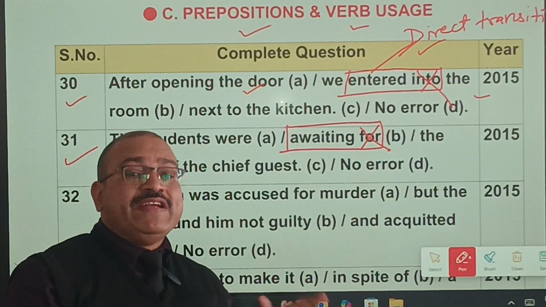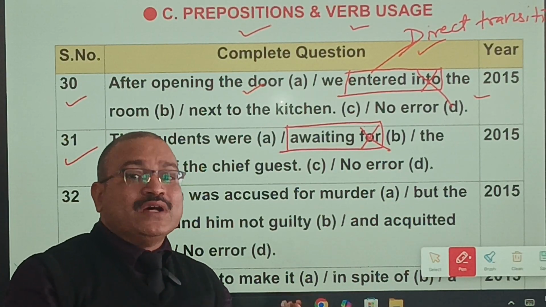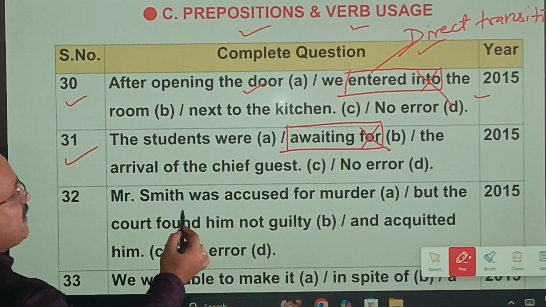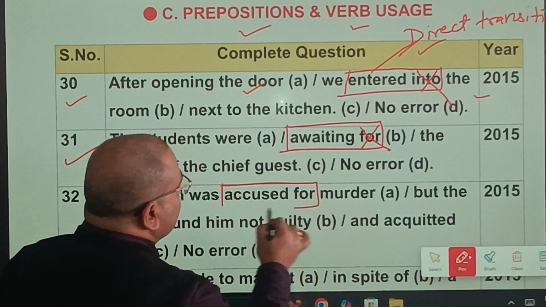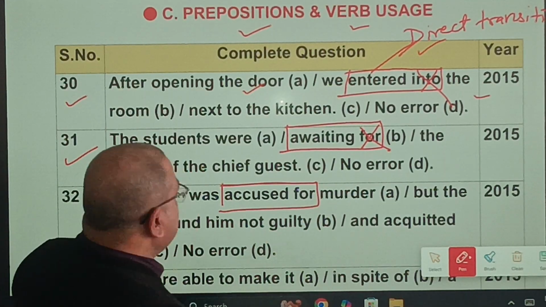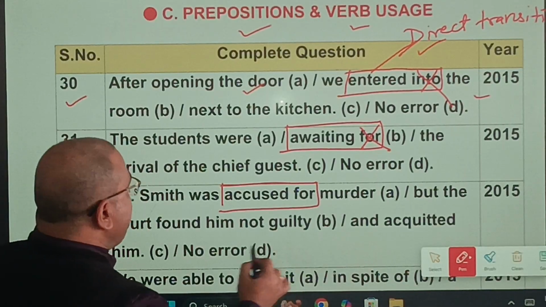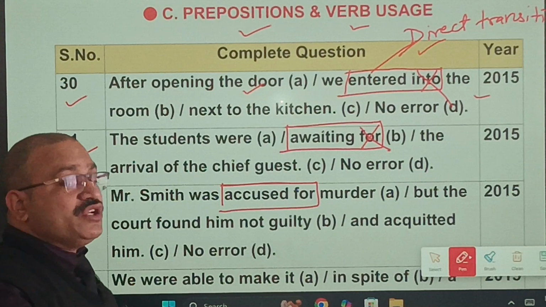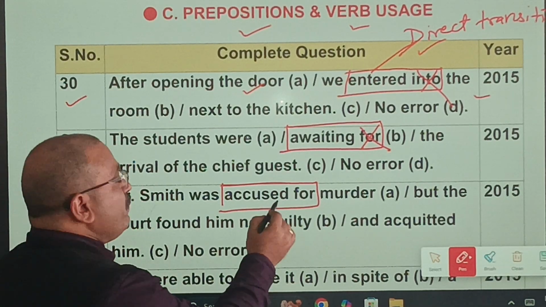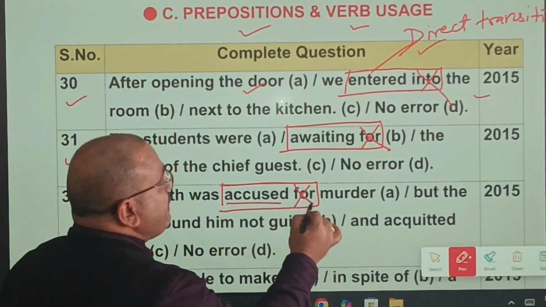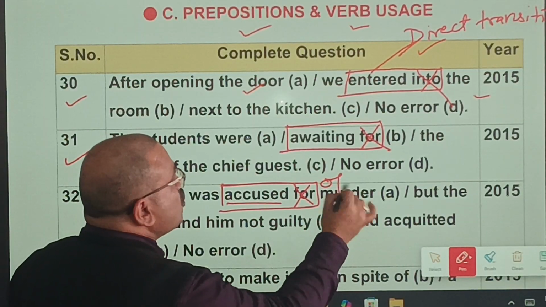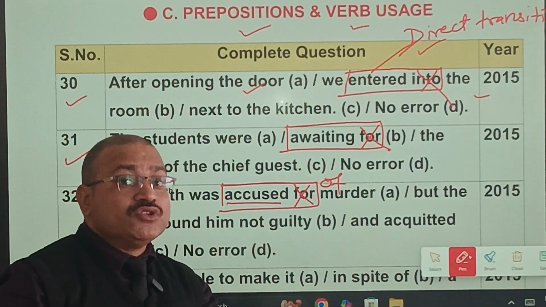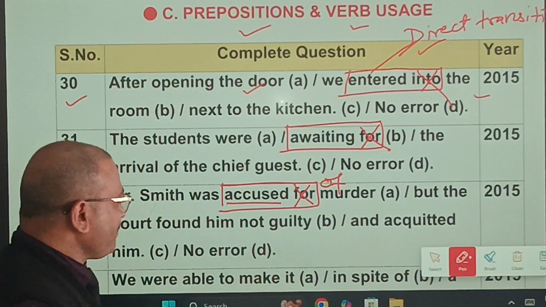Okay, he was awaiting for his result. Wrong. He was awaiting his result. Right. Next: Mr. Smith was accused for murder, but the court found him not guilty and acquitted him. So this is wrong. What type of error is it? Phrasal verb error. Correct preposition with this verb accused. What is the right preposition? Accused of. Accused of is the right preposition. He is accused of murder. He is accused for murder is wrong.